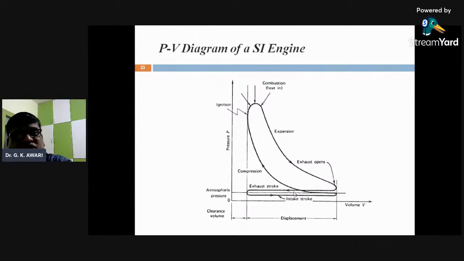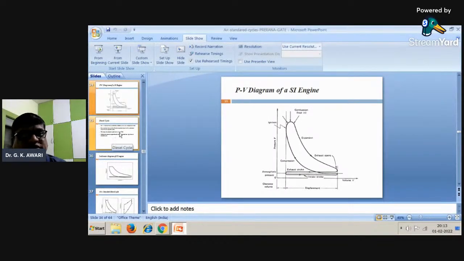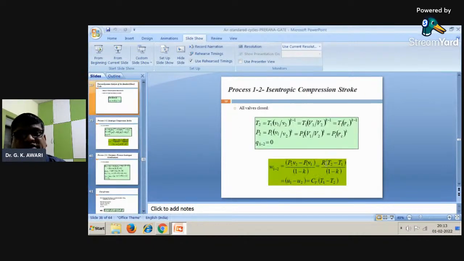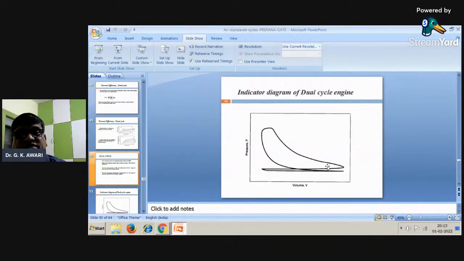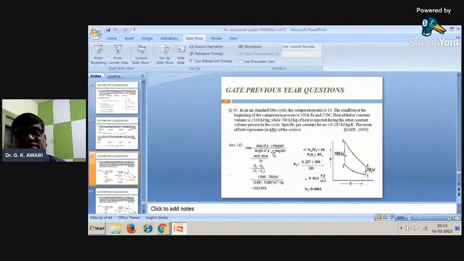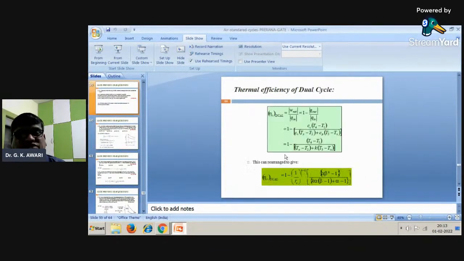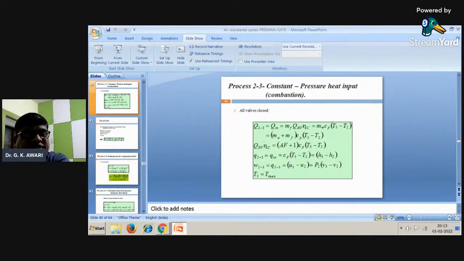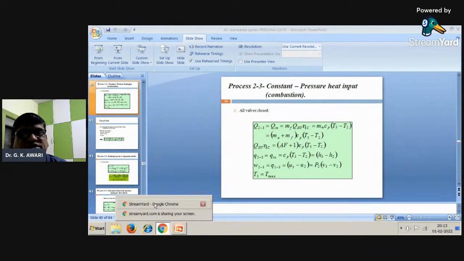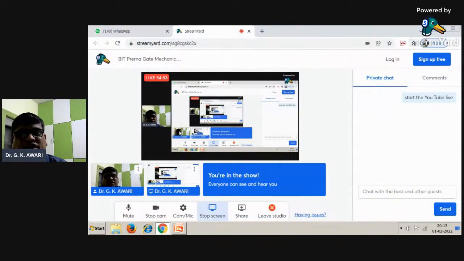I think many more topics remain, like the diesel engine, the dual fuel cycle, and then finally coming to the GATE questions. So today we will stop here with the Otto cycle, and we will continue in the next class with the diesel cycle.